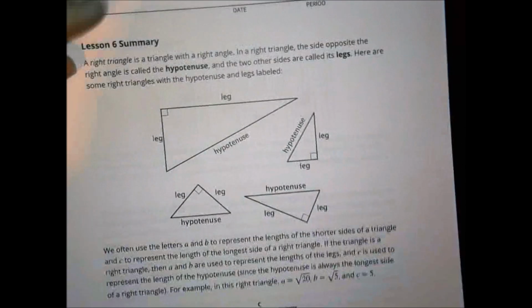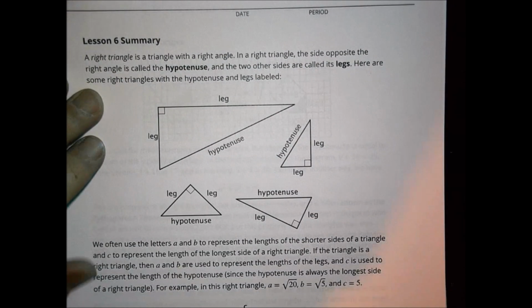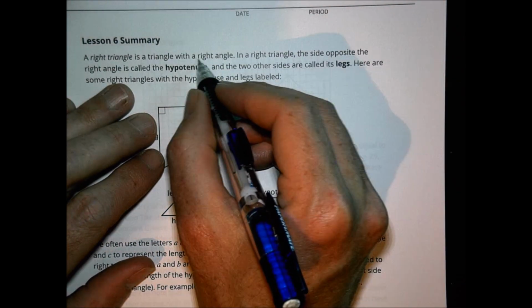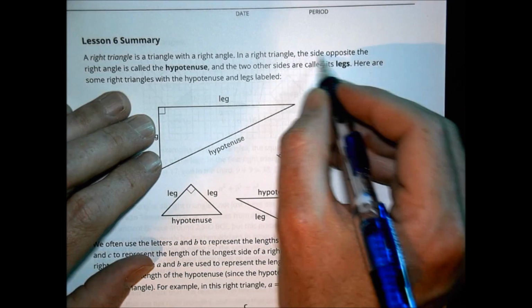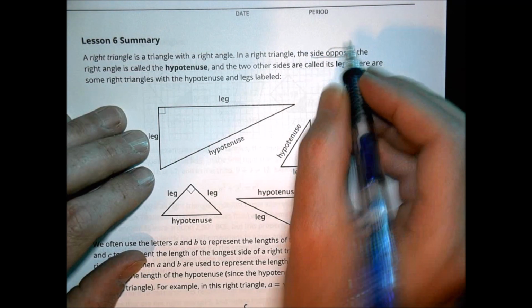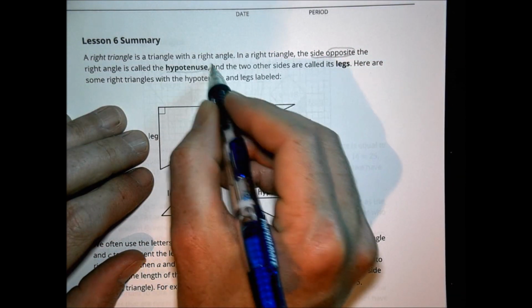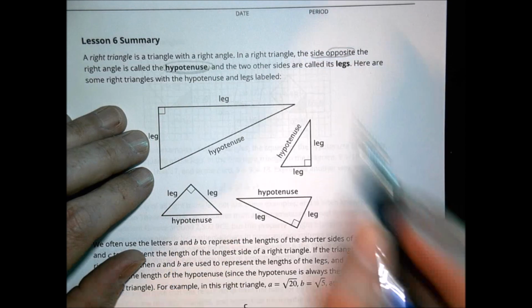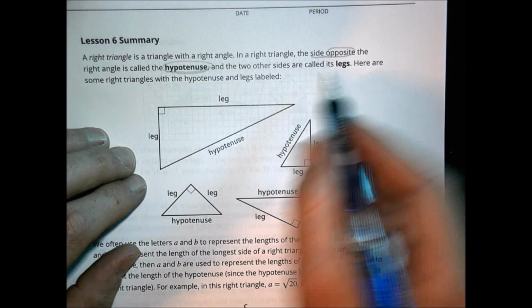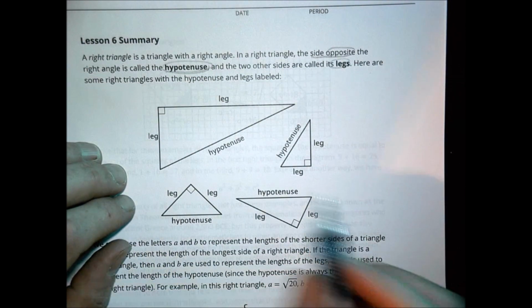In summary, a right triangle is a triangle with a right angle. In a right triangle, the side opposite the right angle is called the hypotenuse. It's a new word there for you, hypotenuse. The other sides are called its legs. Here are some right triangles with the hypotenuse and legs labeled.